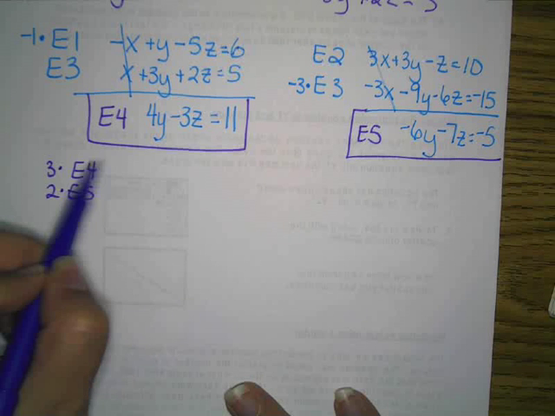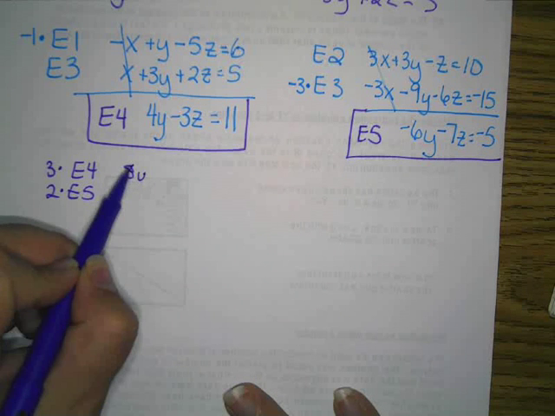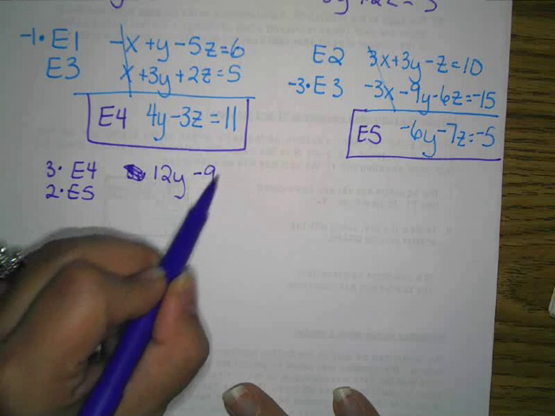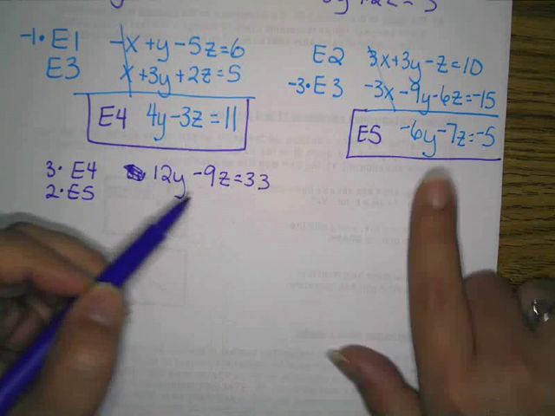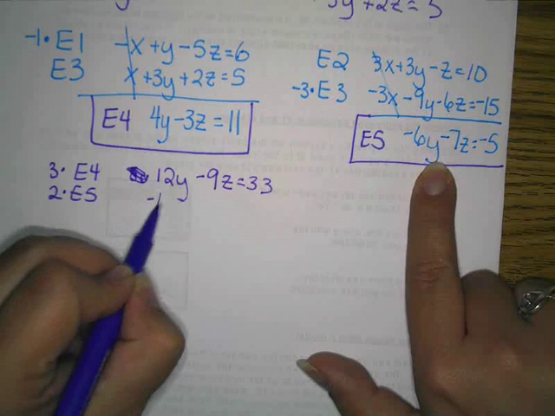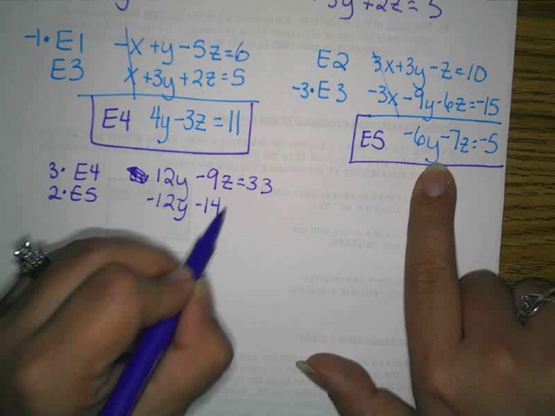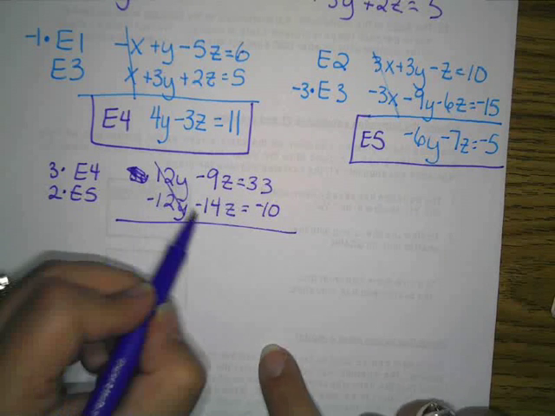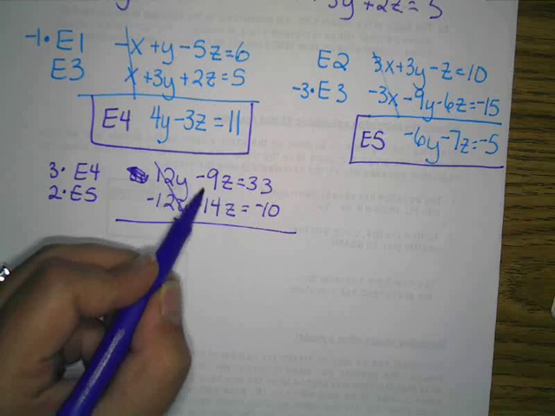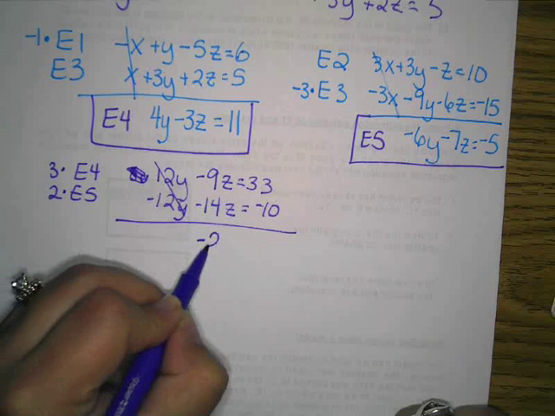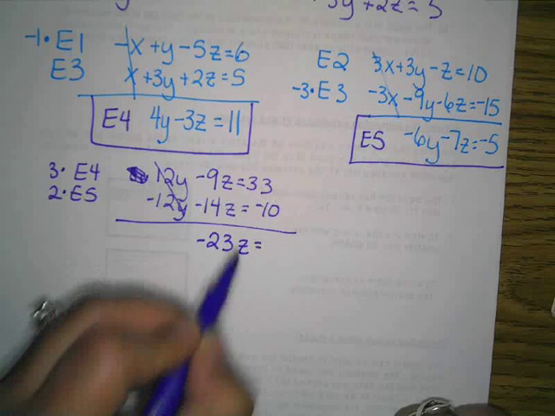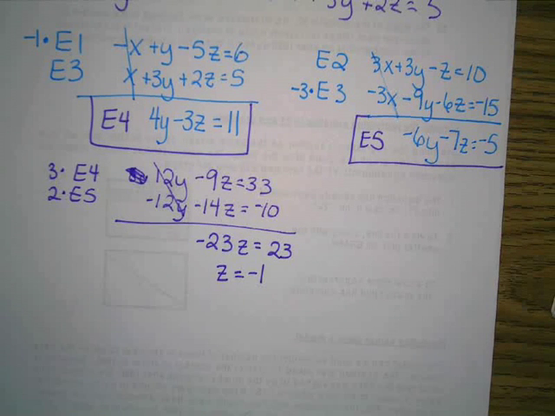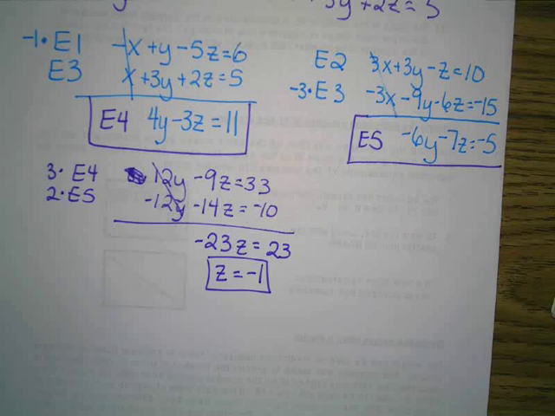So I'm going to go ahead and multiply that. 12y, I'm multiplying E4 times 3, minus 9z equals 33. And now I'm going to multiply E5 times 2. Negative 12y minus 14z equals negative 10. Add them up, cancel. Negative 9 and negative 14 make negative 23. Z equals positive 23. So z equals negative 1. Put a box around that so you don't lose it.